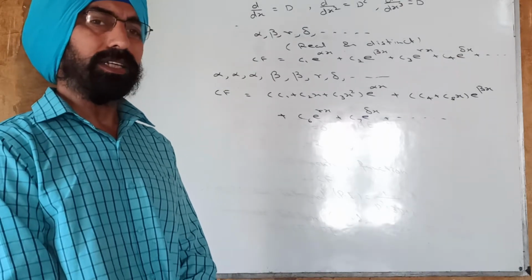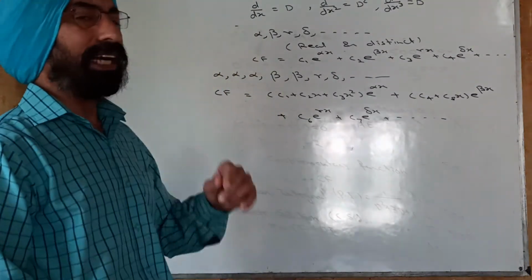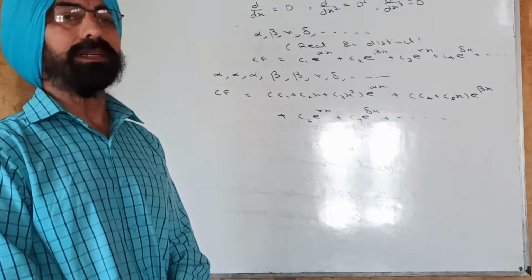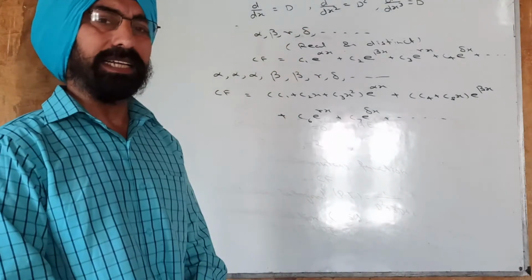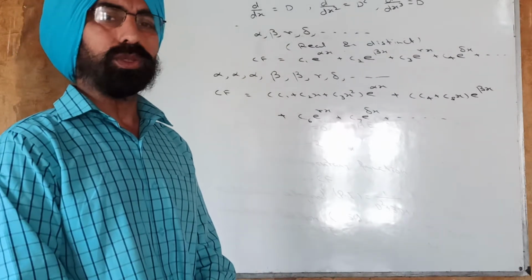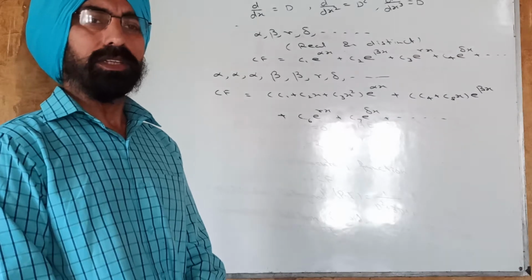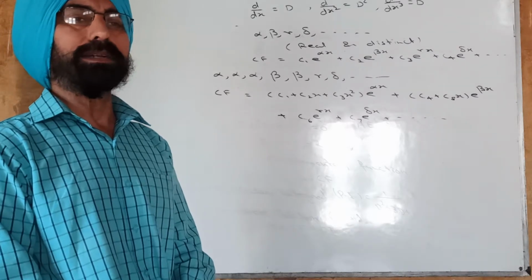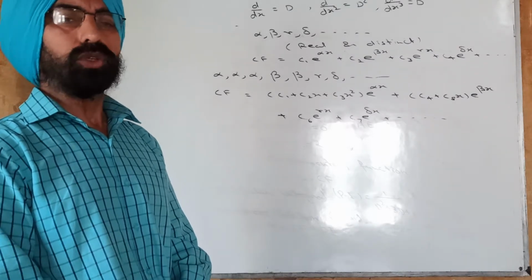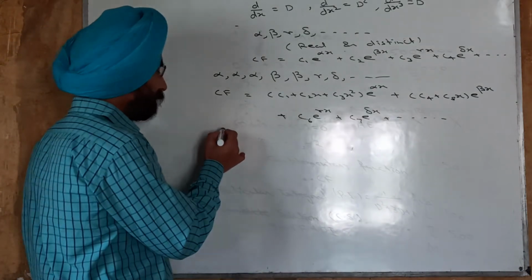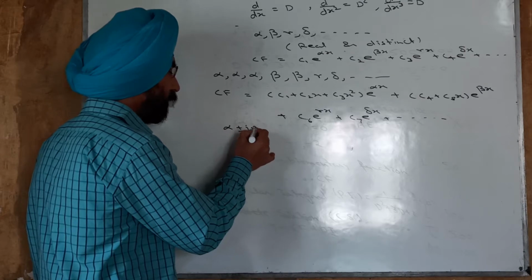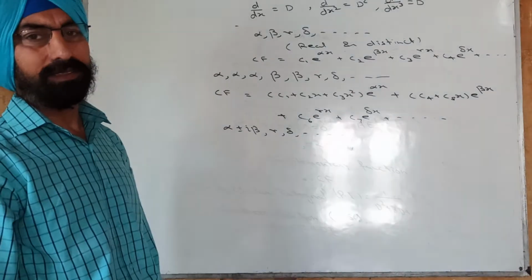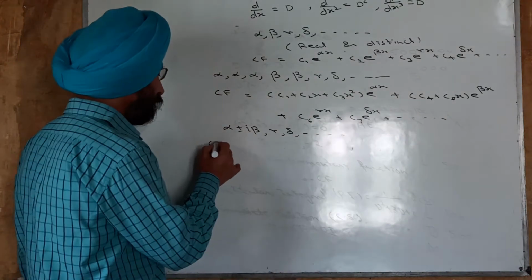Sometimes the roots are not real. So if the coefficients are real, then we know that the complex roots always occur in conjugate pairs. Since the coefficients are real, that means if complex roots are there, they will definitely be in conjugate pairs. So maybe the complex conjugate pairs of the roots are simple, that means having multiplicity 1 only. So we'll take a simple case. Suppose the roots are alpha plus minus iota beta and the rest of the roots gamma, delta, etc., are real and distinct. So how will the complementary function look?